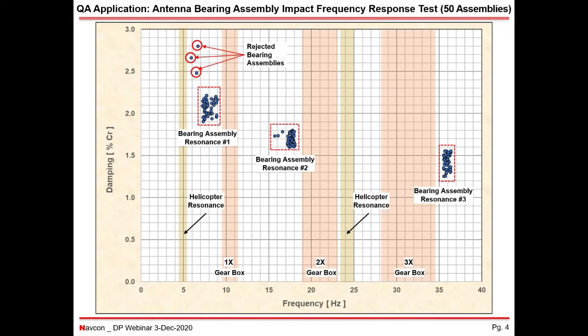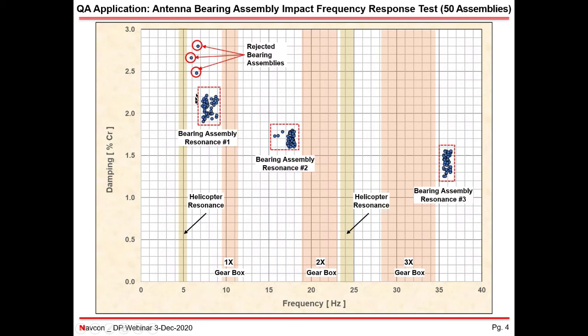This was an application where we were testing 50 antenna bearings, and these antennas go on a military helicopter. We want to make sure that the resonant frequencies do not coincide with helicopter resonance. That's shown in the brown shaded area. We also want to make sure that we do not have resonant frequencies that coincide with harmonics of the gearbox rotation. If you look at these little blue dots, that's where we find what we would call a pole of the system. On the vertical axis, we're plotting the damping value for each resonant frequency. On the horizontal axis, we've got the frequency itself.